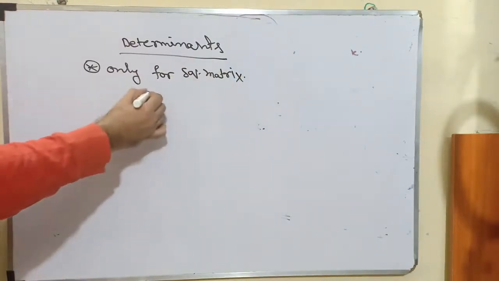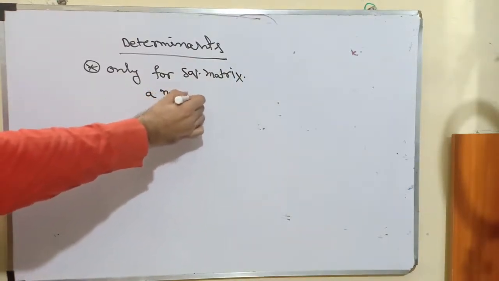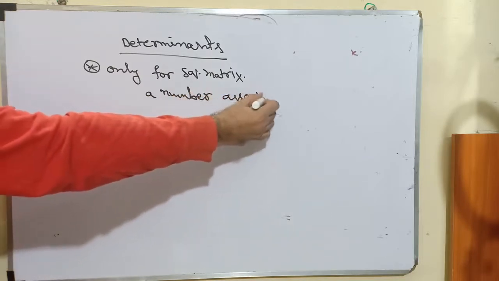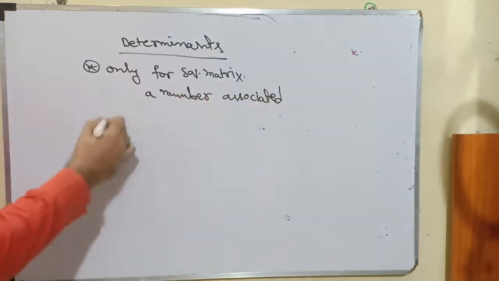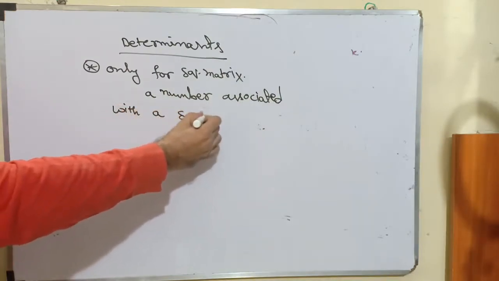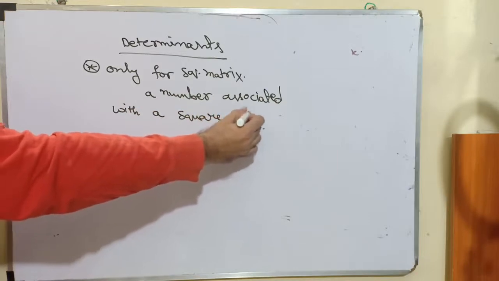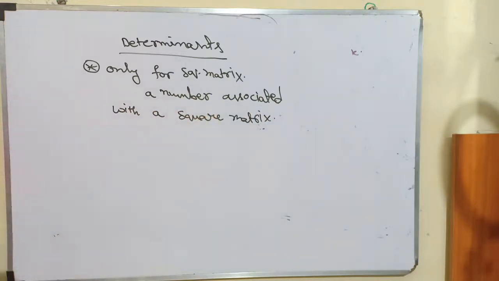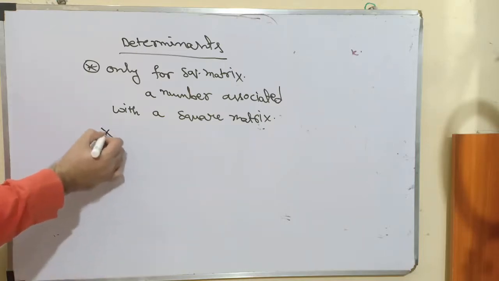A determinant is actually a number associated with a square matrix. You can make notes out of this one. So determinants exist only for square matrices, and it's a number associated with a square matrix. And what is the use of determinant?